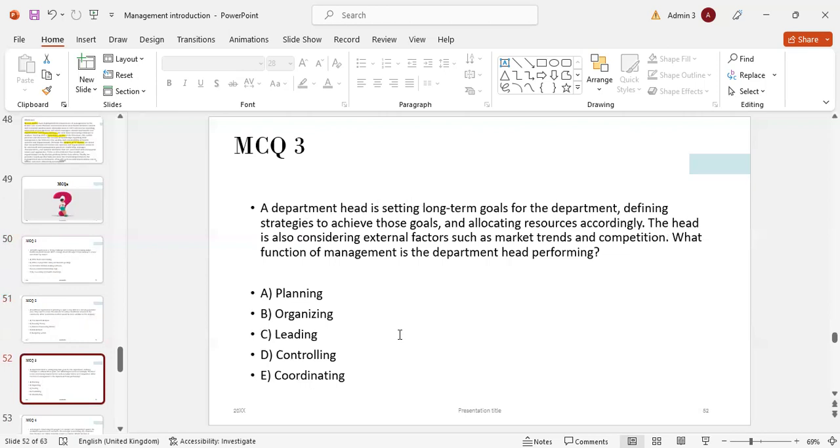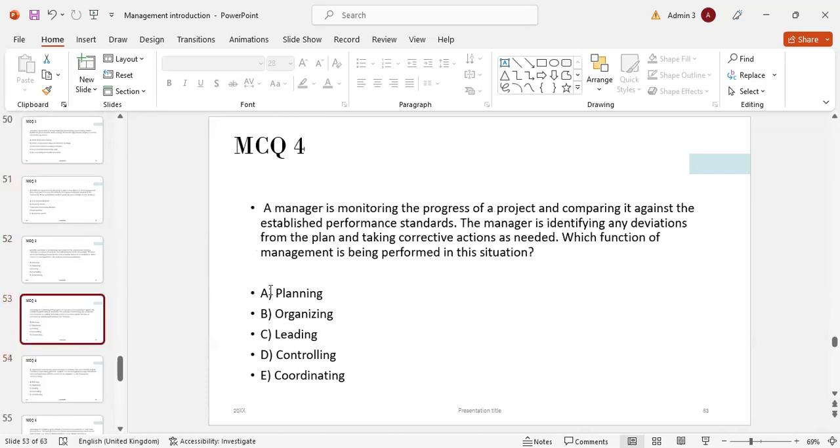A department head is setting a long-term goal for the department, defining strategies to achieve those goals and allocating resources accordingly. The head is also considering external factors such as market trends and competition. What function of management is the department head performing? Planning, organizing, leading, controlling, or coordinating? He is planning. Option A is the right answer.